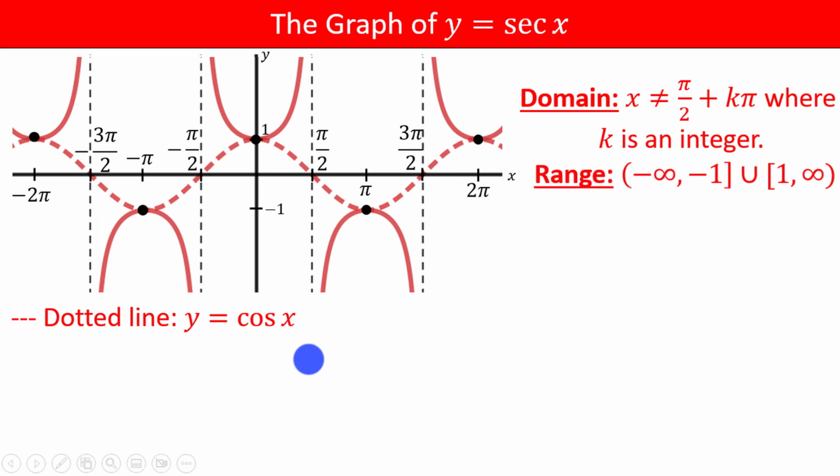As far as the range, it's the exact same range that we had for cosecant. We can get anything from negative infinity all the way up to negative 1, or from 1 all the way up to positive infinity. Just like with cosecant and sine and cosine, the period is 2 pi. So this function repeats itself every 2 pi radians.